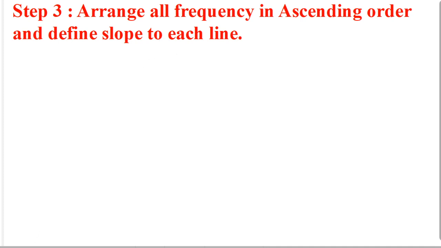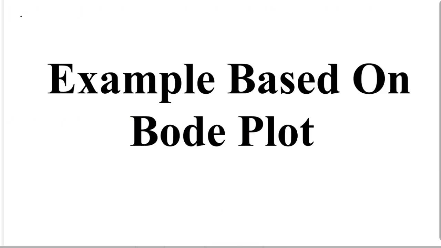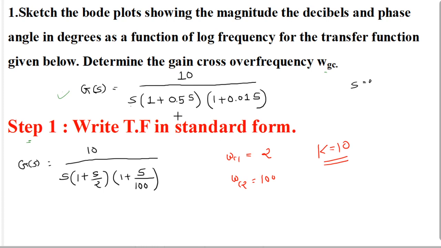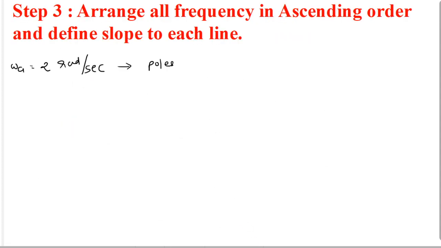Now step number 3: arrange all frequencies in ascending order and define the slope of each line. First of all, the first corner frequency is 2 radian per second. There are two corner frequencies, 2 and 100. First arrange in ascending order, so I am writing 2 radian per second, and that is a pole, because it is in the denominator.